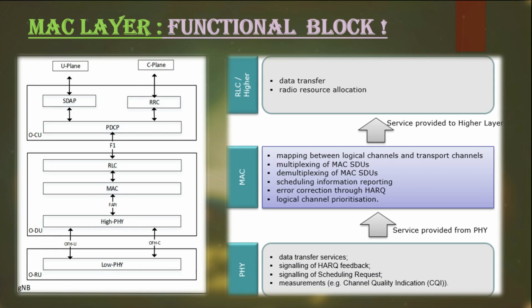Another function of the ODU is the MAC layer function. The MAC layer is responsible for the scheduling of data. The MAC layer is also responsible for the management of HARQ, where error detection and correction is required. The MAC layer takes care of how the resources will be allocated in the downlink and uplink. The MAC layer handles the multiplexing and demultiplexing of the MAC SDUs. The MAC layer also prioritizes the logical channels. So this was just a brief.